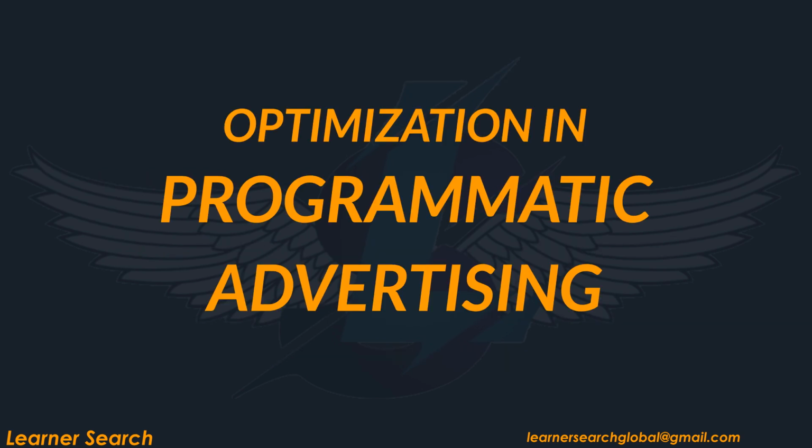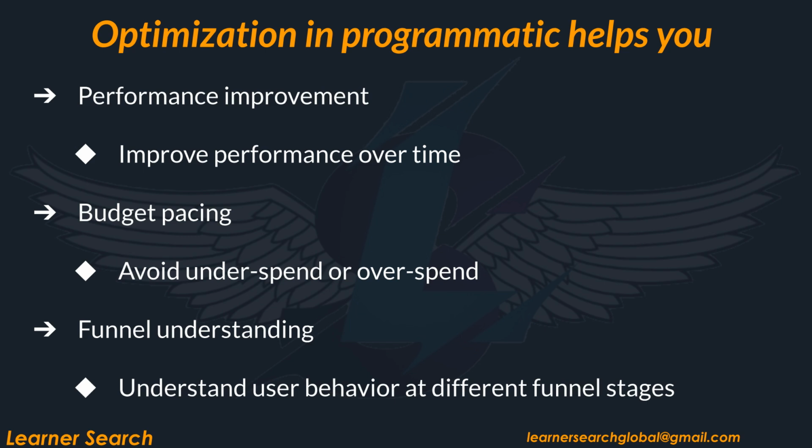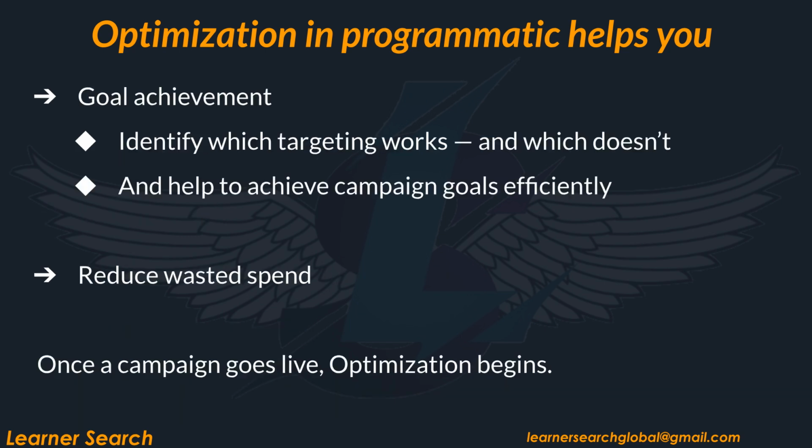Now let's delve into optimization in programmatic advertising. Optimization in programmatic helps you improve performance over time, pace your budget to avoid over or underspend, and understand user behavior at different funnel stages. It also helps you achieve campaign goals efficiently by identifying which targeting works and reducing wasted spend. Optimization begins once a campaign goes live.